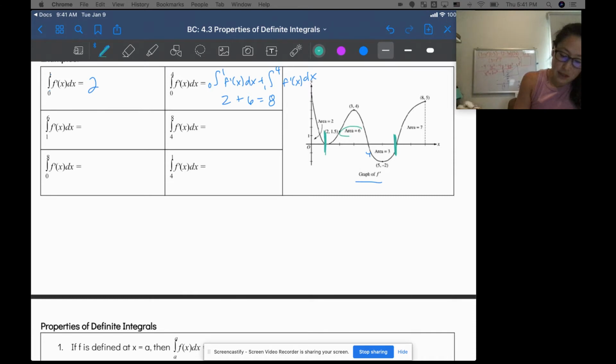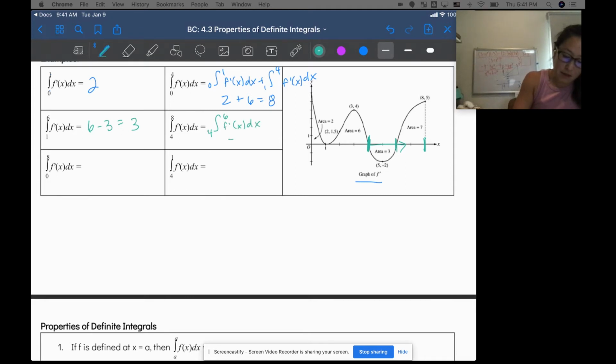So we're adding 6 and then the area of 3, but the area of 3 is below the curve, so it's going to be 6 minus 3, giving us 3. All right, next one. We have the area from 4 to 8. So from 4 to 8, let's break this up, from 4 to 6 of f prime of x dx.